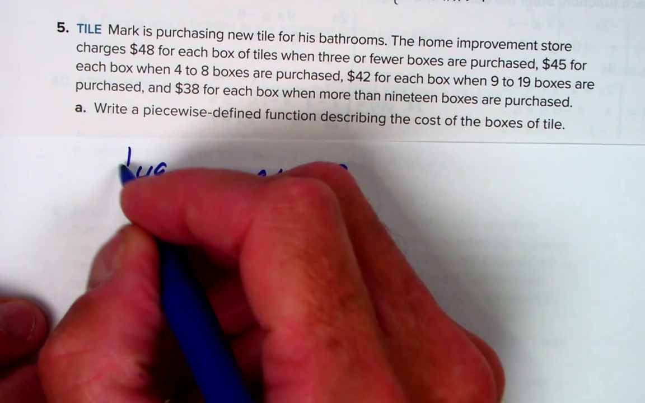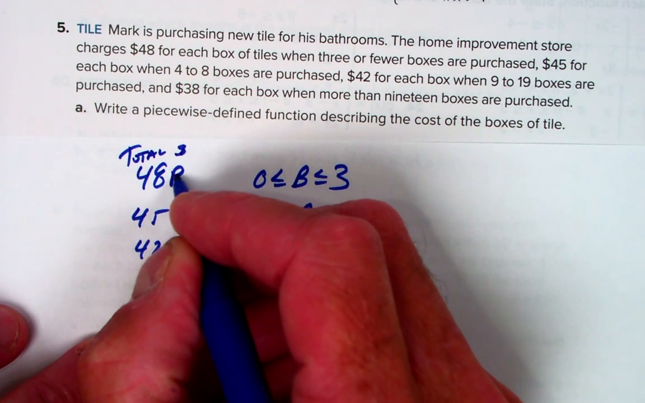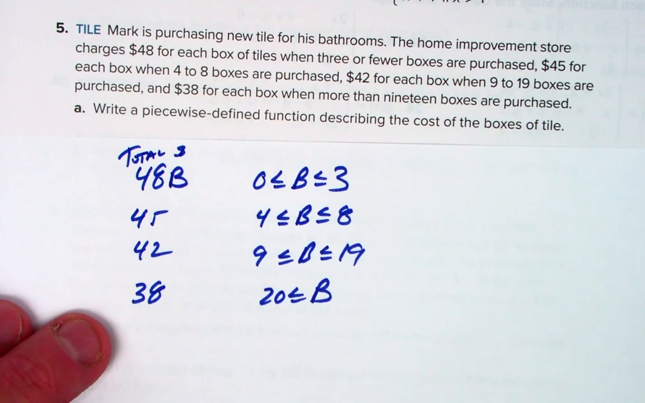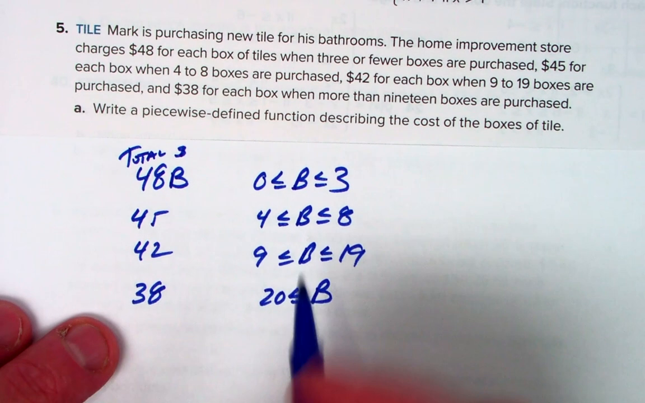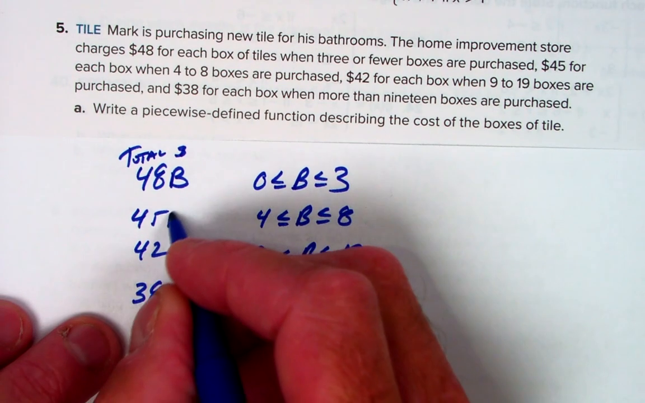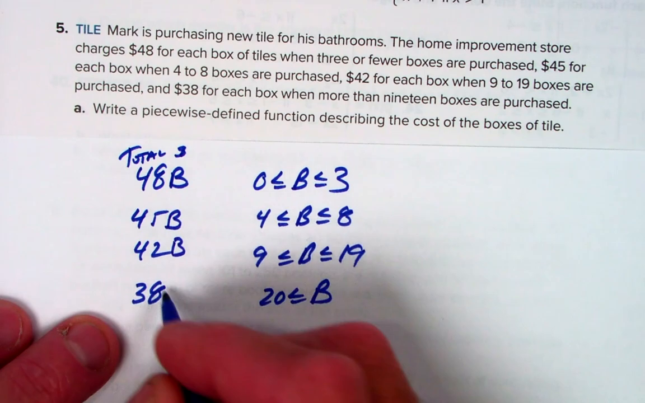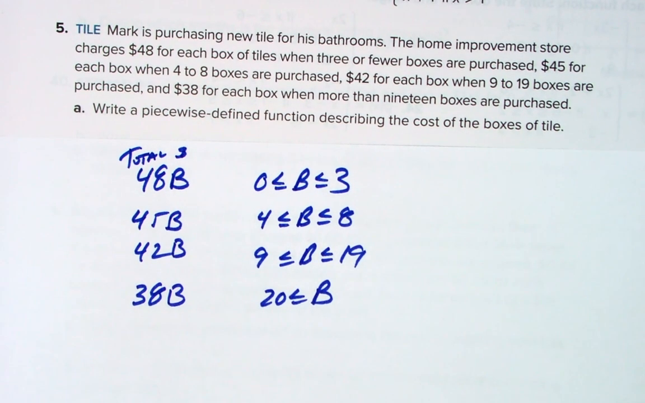But if I'm looking at total cost, I need to take $48 times how many boxes? If I bought 2 boxes, you would all tell me it's 48 times 2. If I bought 7 boxes, you would tell me it's 45 times 7. And it's 42 times the number of boxes and 38 times the number of boxes. So technically that is our function if we're looking at total cost.